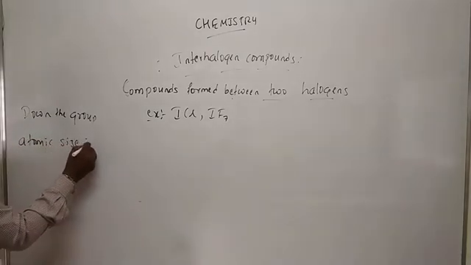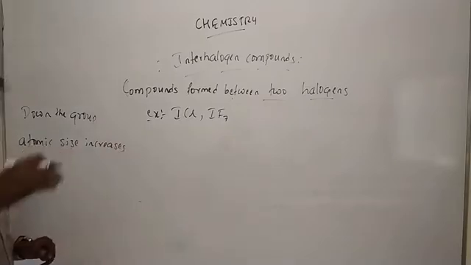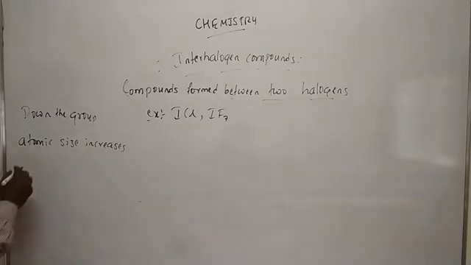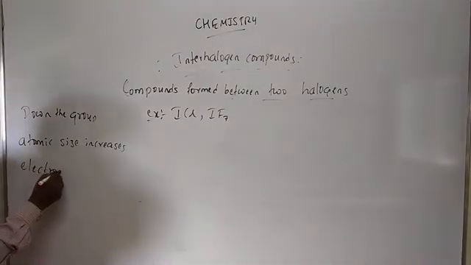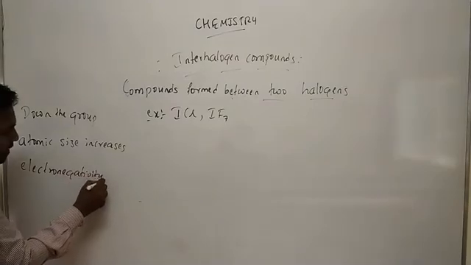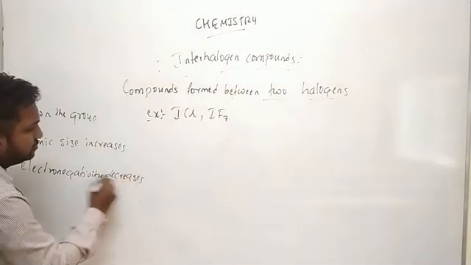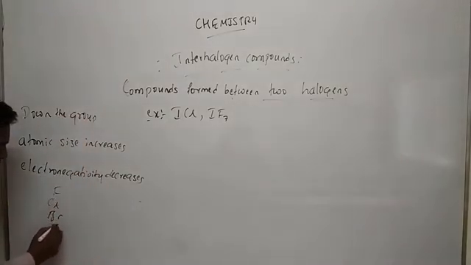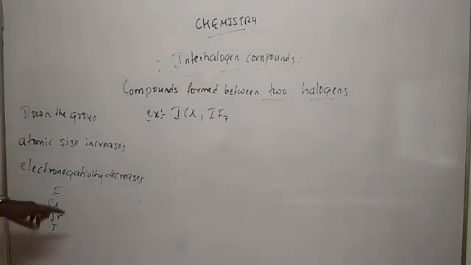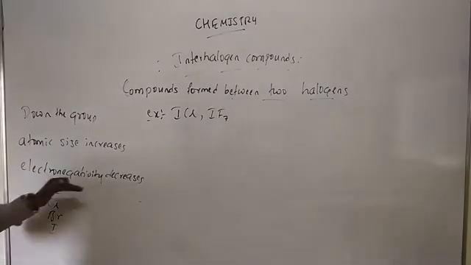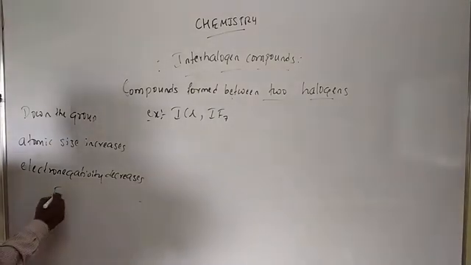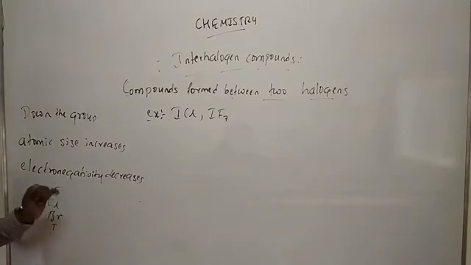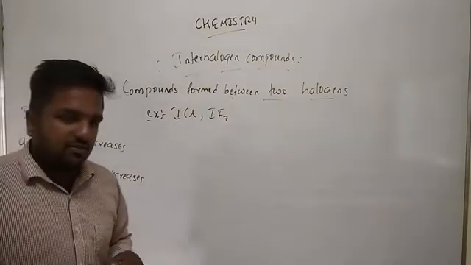Atomic size increases. Clear? So as you go down the group from fluorine, chlorine, bromine, iodine, atomic size increases, whereas electronegativity decreases. Clear, students? Fluorine is the smallest halogen, but it is the most electronegative element in the periodic table.